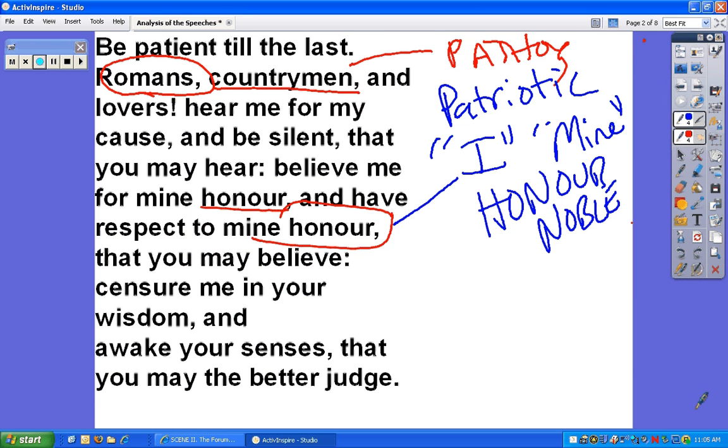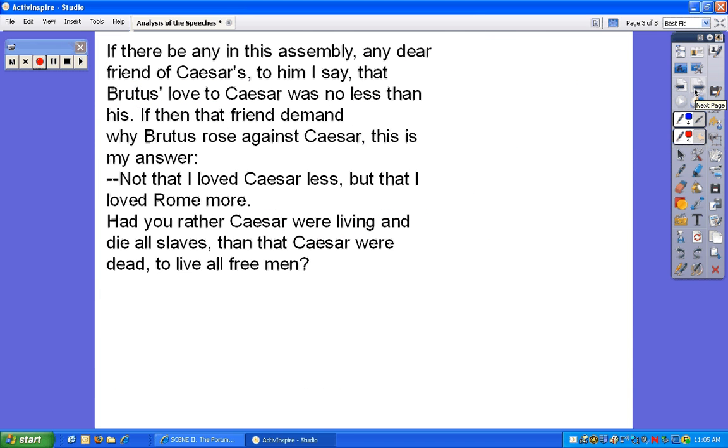So now here's the next part of the speech. "If there be any in this assembly, any dear friend of Caesar's, to him I say that Brutus's love to Caesar was no less than his." Once again, ethical argument. I loved Caesar. My love was greater and no less than anybody else's. So with that being said, he is proving that he didn't kill Caesar because he hated Caesar. He killed Caesar because he was doing something good for Rome.